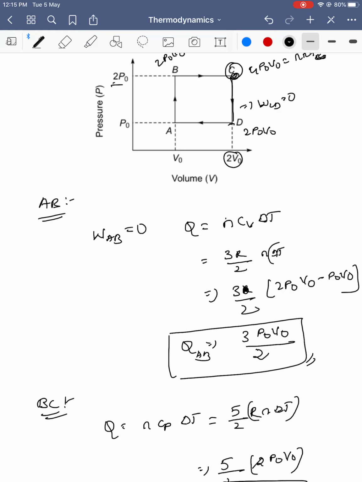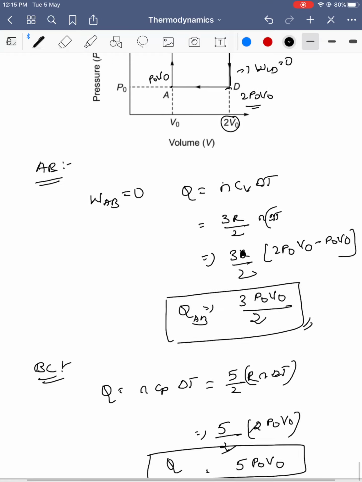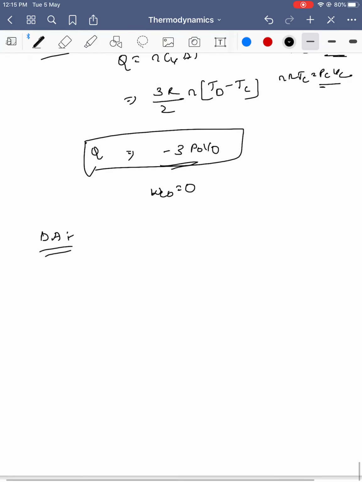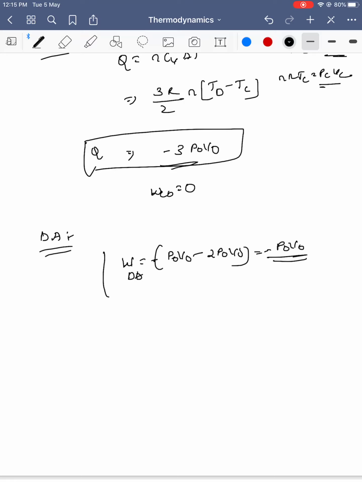So P into delta V, what is the final? P naught V naught minus 2 P naught V naught, work done is equal to minus P naught V naught minus 2 P naught V naught. If we substitute, this is equal to minus P naught V naught. So work done from D to A is negative, minus is the sign convention because work done is negative.